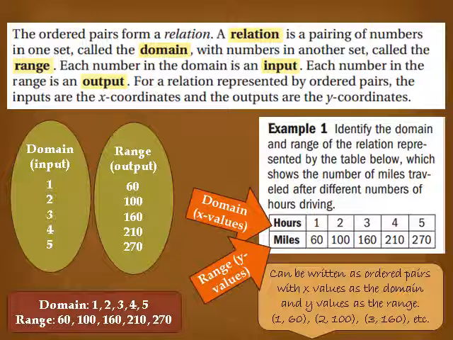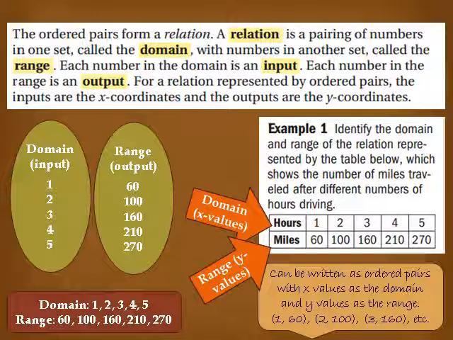Okay, the ordered pairs form a relation. A relation is a pairing of numbers in one set called the domain with numbers in another set called the range. Each number in the domain is an input. Each number in the range is an output. In a relation represented by ordered pairs, the inputs are the x values or x coordinates.